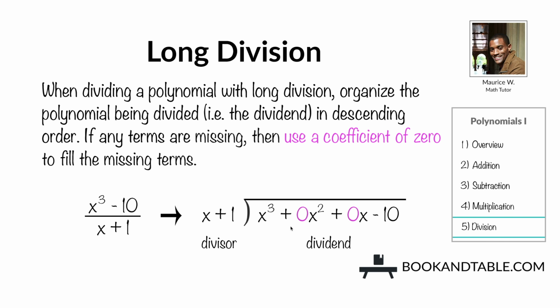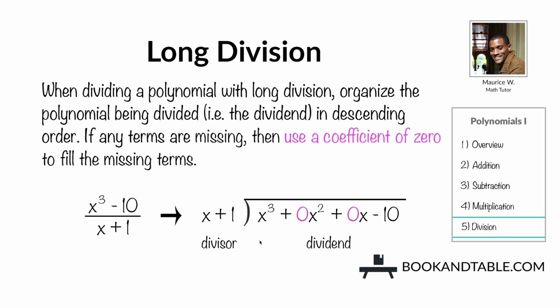When dividing a polynomial with long division, organize the polynomial being divided, i.e. the dividend, in descending order. And if any terms are missing, then use a coefficient of 0 to fill the missing terms.